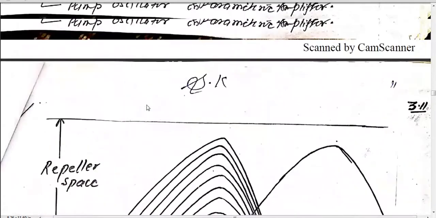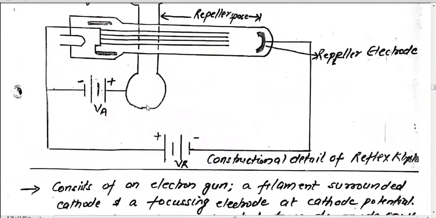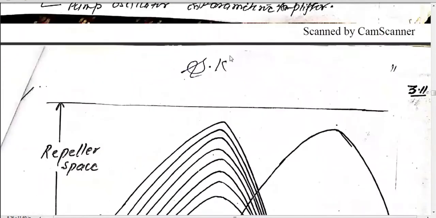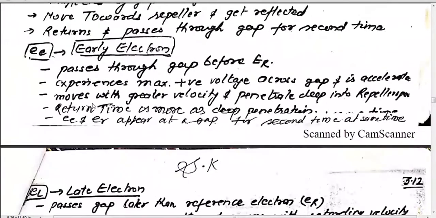Now, because this early electron has increased velocity, it will move deeper into the repeller space towards the repeller electrode, but this electron also will never reach the repeller electrode, although it goes deep into the repeller space. The return time is more as the penetration is deep.